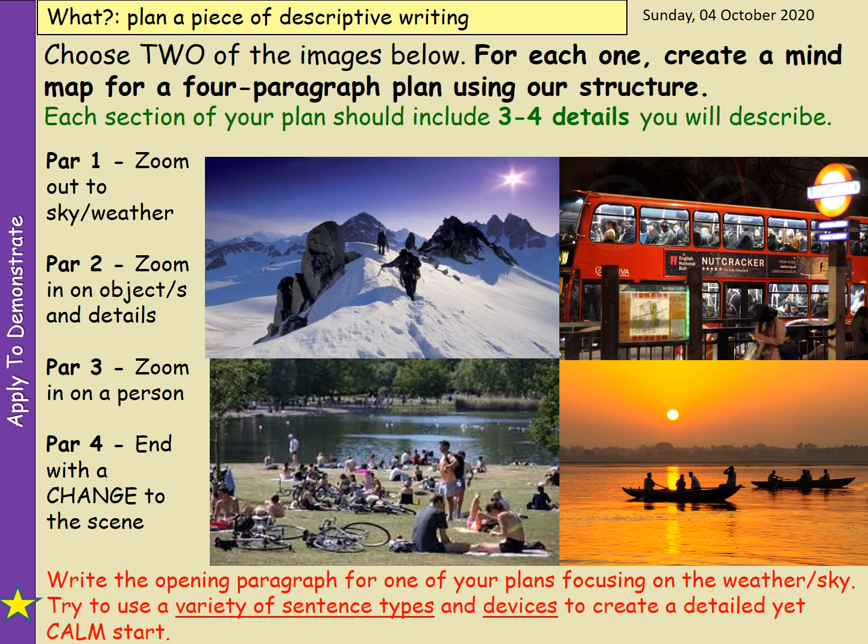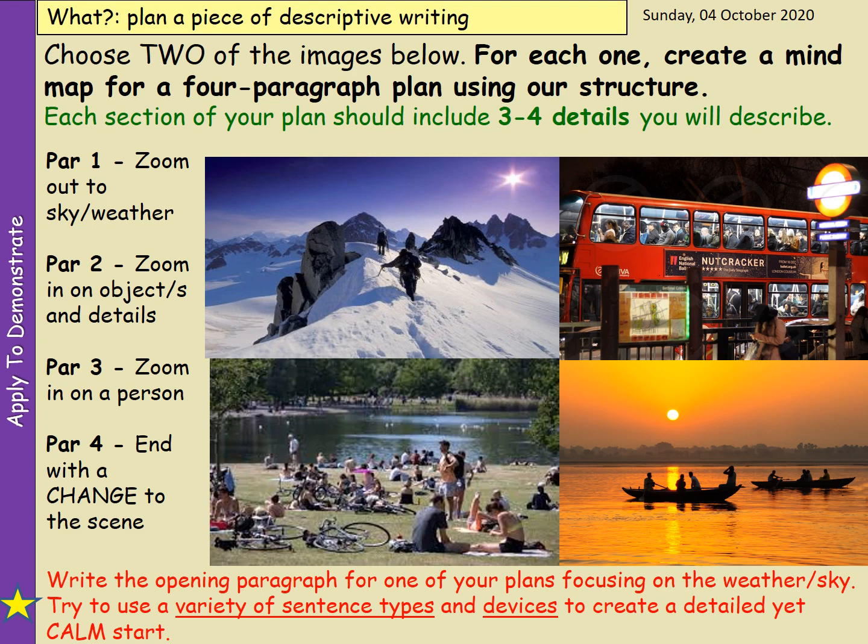Not a drastic change, we don't want a dinosaur bursting onto the scene, but something subtle that does create a bit of chaos in contrast to the calm from the beginning. So 2 mind maps, choose 2 images, 1 at a time, and for each section, try to think of 3 to 4 details for each paragraph to give you a plan to follow.